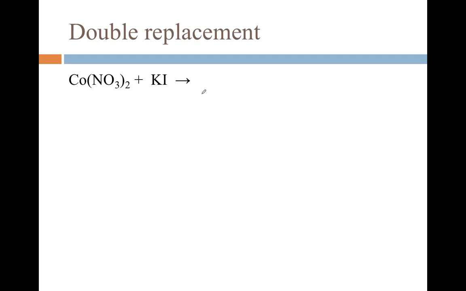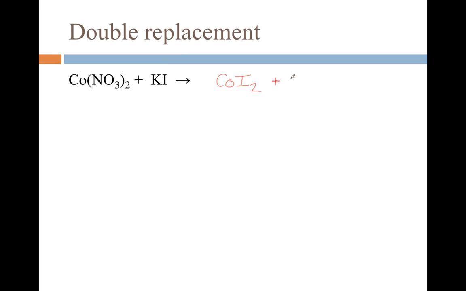All right, so when we predict our products here, you should get cobalt(II) iodide, CoI2, because cobalt has a charge of 2+ and iodide has a charge of 1-. So when they go together, I'm going to need 2 iodides for every cobalt.